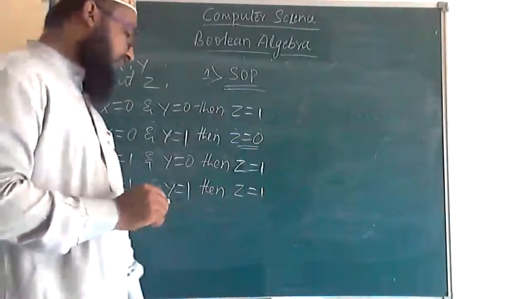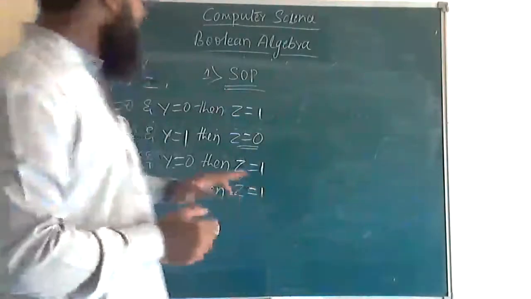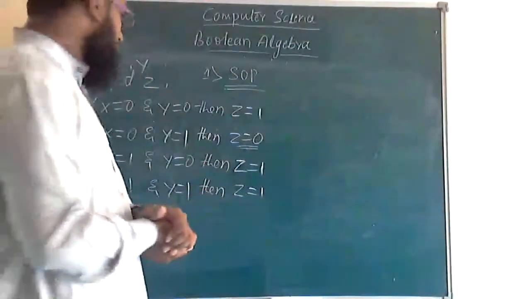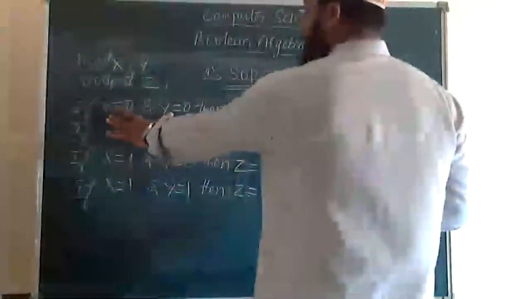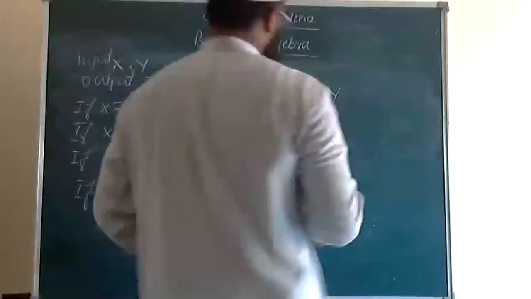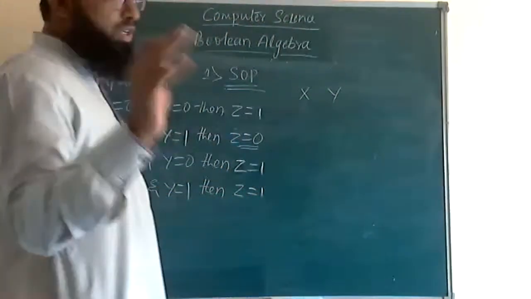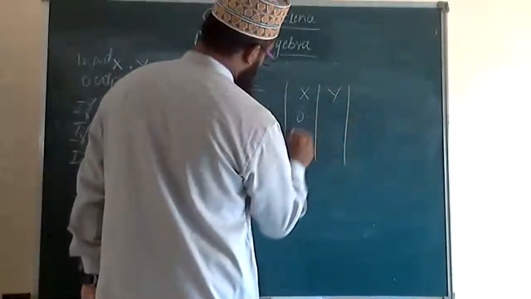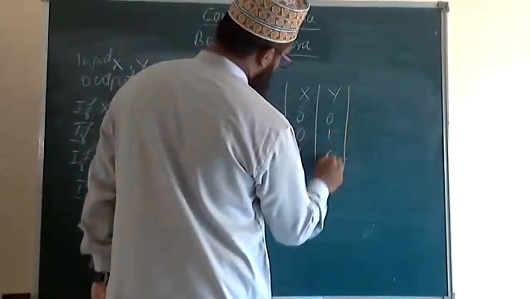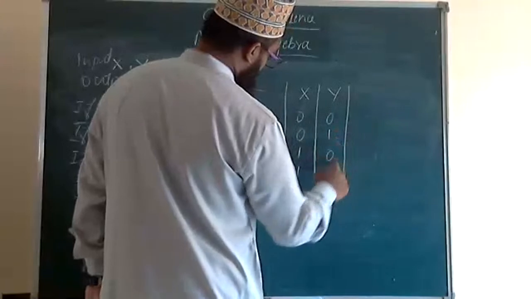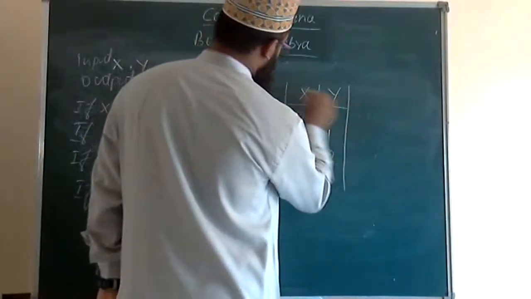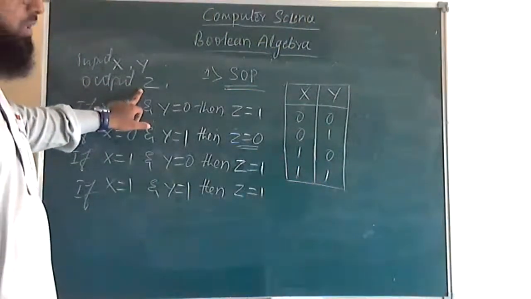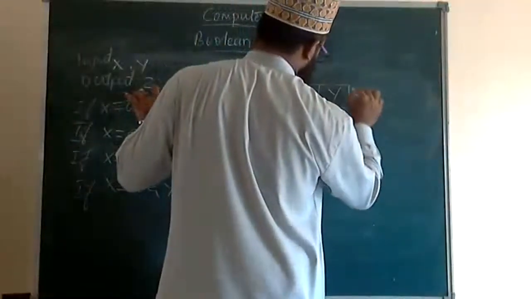Now, based on this, we are going to create a truth table. Take two variables x and y. Whenever there are two variables, how many values do we have to take? We have to take 4 values: 0, 0, 1, 1 and 0, 1, 0, 1. These are the 4 values. Like this we have to take 2 inputs, and one output. What is that output? Z is the output here.